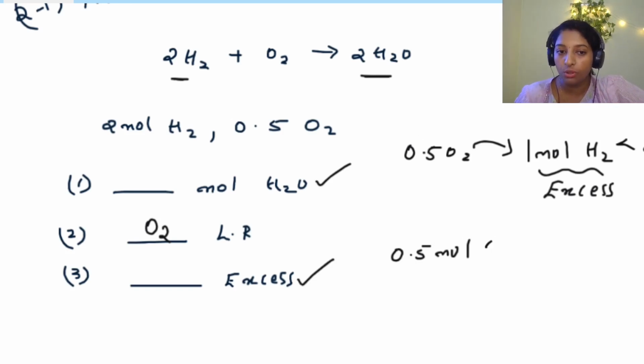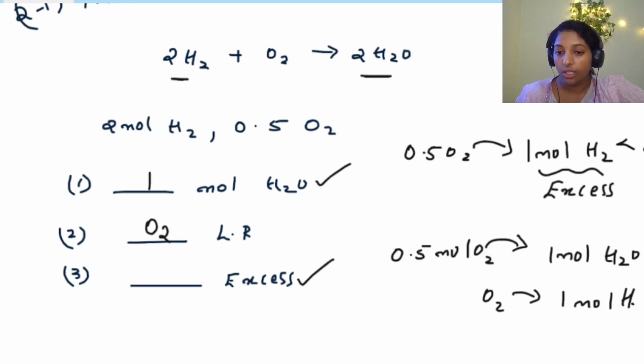So 0.5 moles of oxygen will give 1 mole of water. That's why you can write here 1 mole of water. Similarly, 0.5 moles of oxygen requires 1 mole of hydrogen. So there is an excess. Initially 2 moles are there, now 1 mole is consumed. So 2 minus 1, 1 mole of hydrogen is in excess. So these are the ideas.